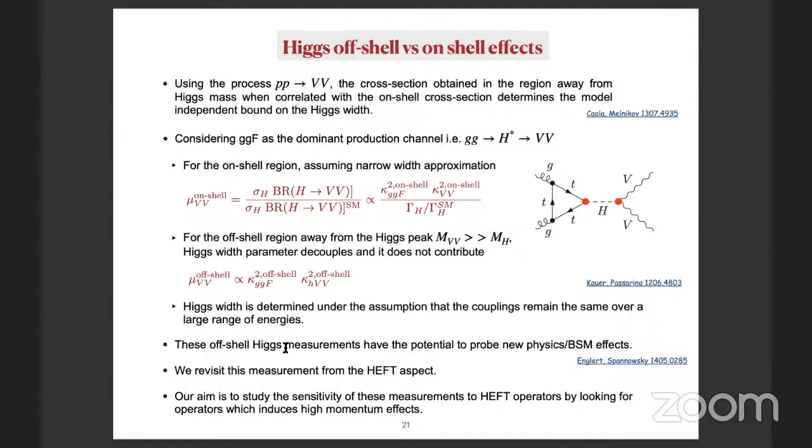In order to determine the model independent bound on the Higgs width, we take the ratio of these two signal strengths, assuming that our couplings do not grow with energy. These off-shell measurements also have the potential to probe new physics and BSM effects, which was first explored in this work by Christoph and Michael Spannowsky. So we are going to take this off-shell Higgs measurement and imbibe it in the HEFT framework. Our basic aim is to look into the effect of the operators which can bring these high momentum dependencies into the Higgs propagator so that we can constrain those.